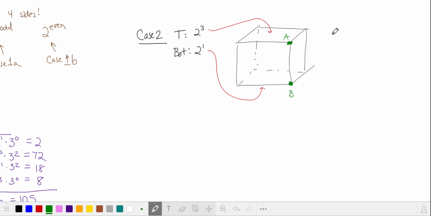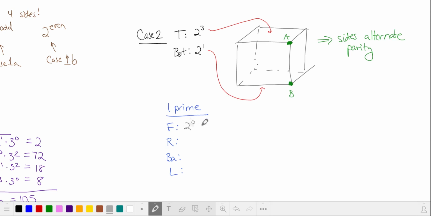Odd plus even generates an even power, which is what we want in order for vertex A, for example, to be a perfect square. If we limit ourselves to 1 prime with alternating parity, we can start with 2 to the 0, 2 to the 5th, 2 squared, and 2 to the 7th as the powers that we haven't used yet. And again, one of these sides is already too big, so we can stop here.